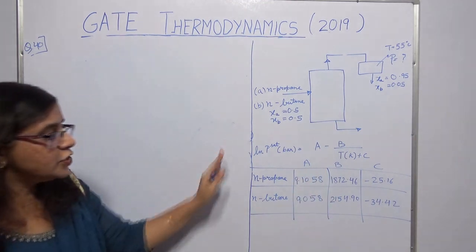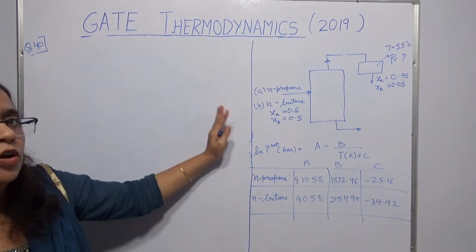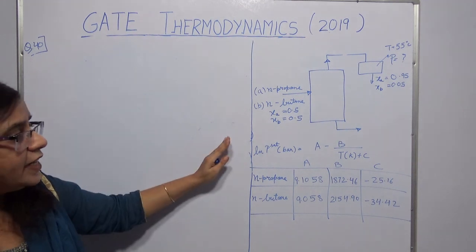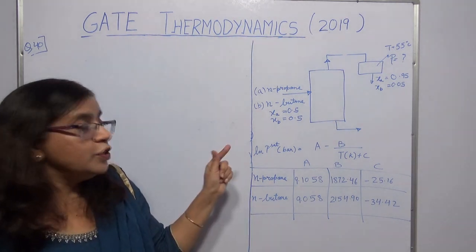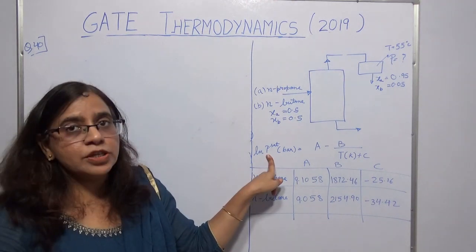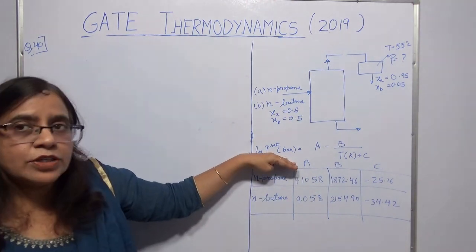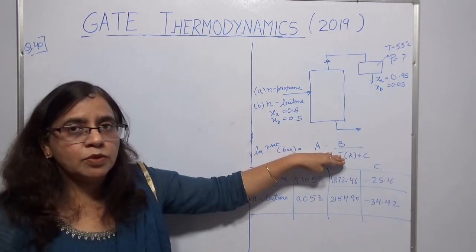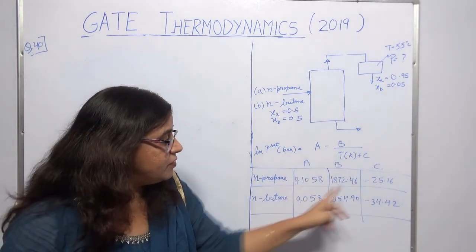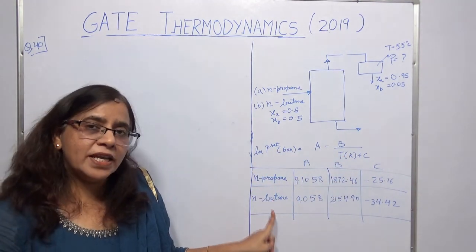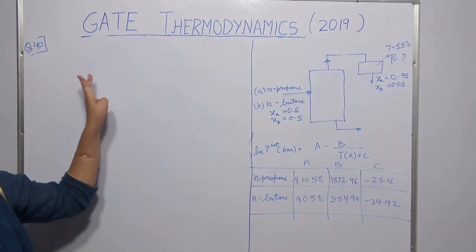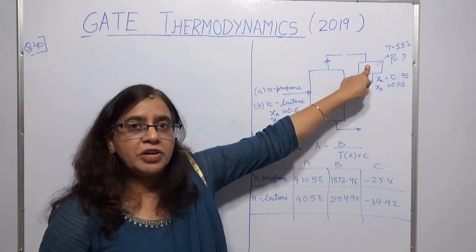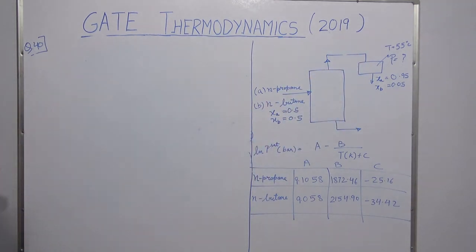They have asked you to use Raoult's law in order to solve this problem, and when you use Raoult's law, we have seen in the last video, you need the values of saturation pressure. So to estimate saturation pressure, they have given you Antoine's equation. The coefficients A, B and C which have to be used for n-propane and n-butane are also given. So it's a very straightforward problem because you have to calculate just the bubble point pressure, and you all know how we calculate it.